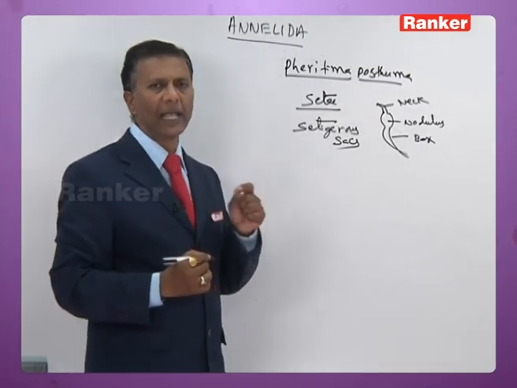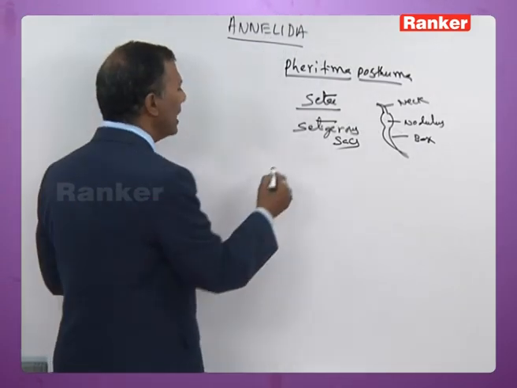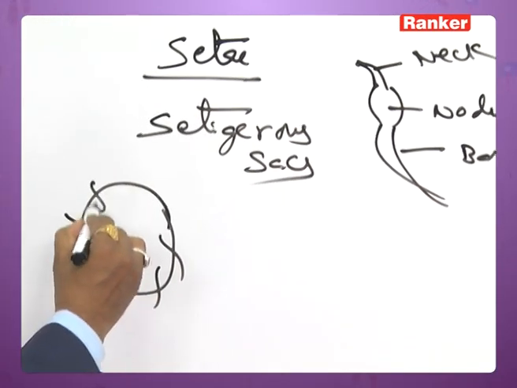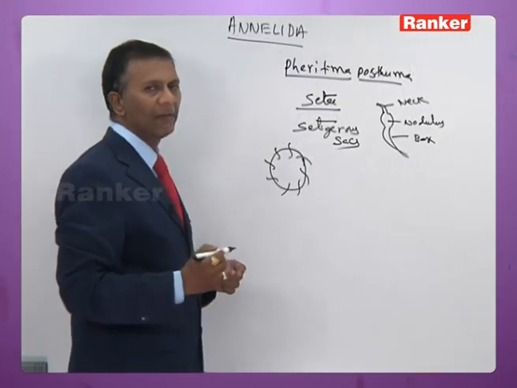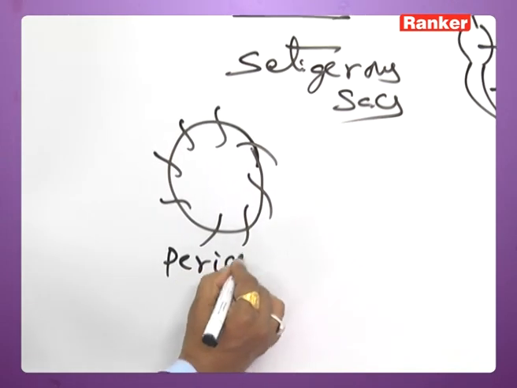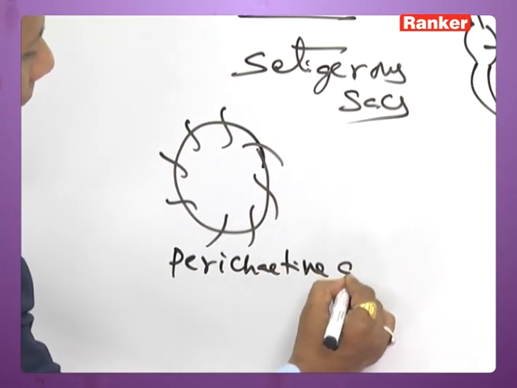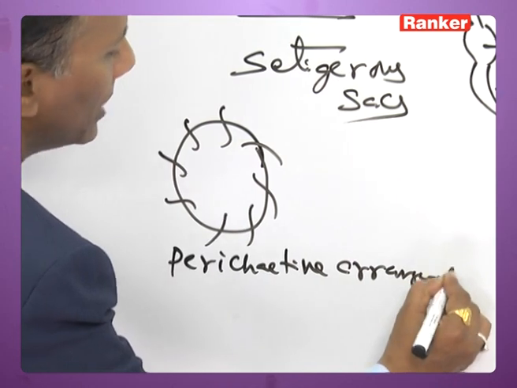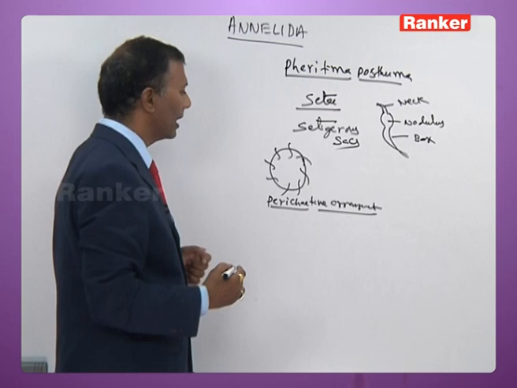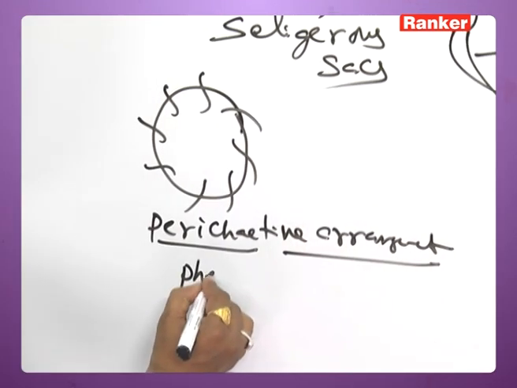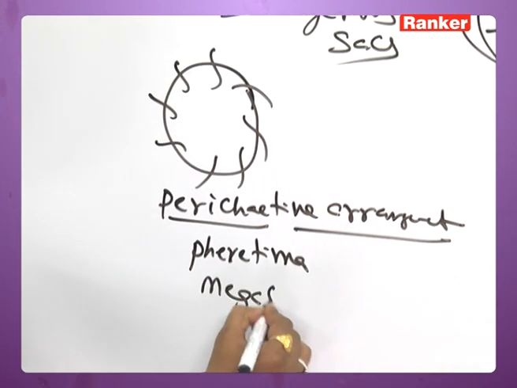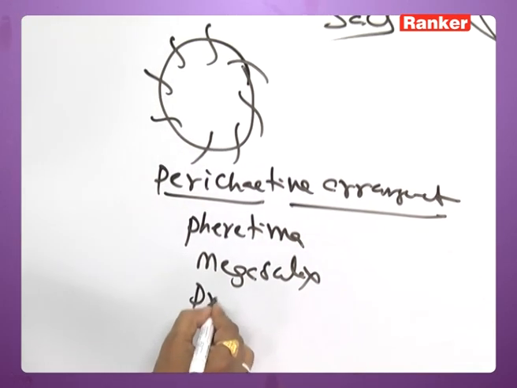And they exhibit two methods of arrangement. In some earthworms, setae are evenly distributed around the annulus. If the setae are evenly distributed around the annulus, it is called perichaetine arrangement. Perichaetine arrangement is present in Pheretima, Megascolex, Dravida.